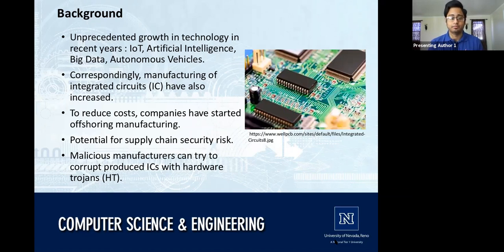If you have a malicious manufacturing company, one that has an incentive for attacking a certain IC designing company, they may try to corrupt the produced ICs with hardware Trojans. Now, what is a hardware Trojan? A hardware Trojan is a malicious modification to the existing circuitry of an IC, and the whole point of it is to corrupt the functionality. You may have ICs with hardware Trojans with multiple kinds of effects. Certain hardware Trojans can slow down your phone's processor or your computer.